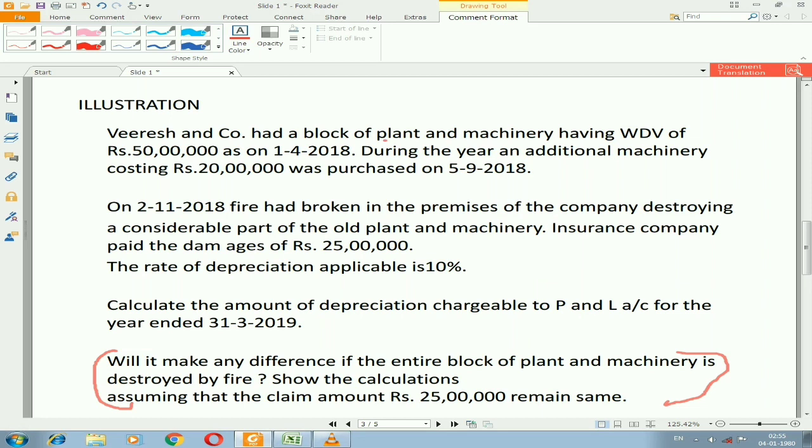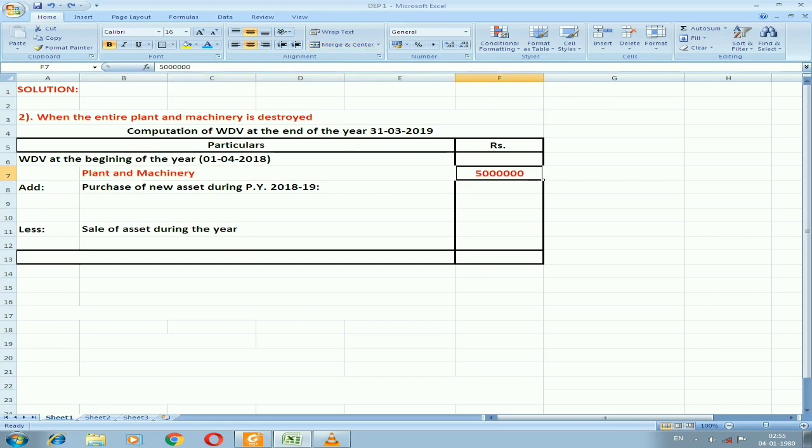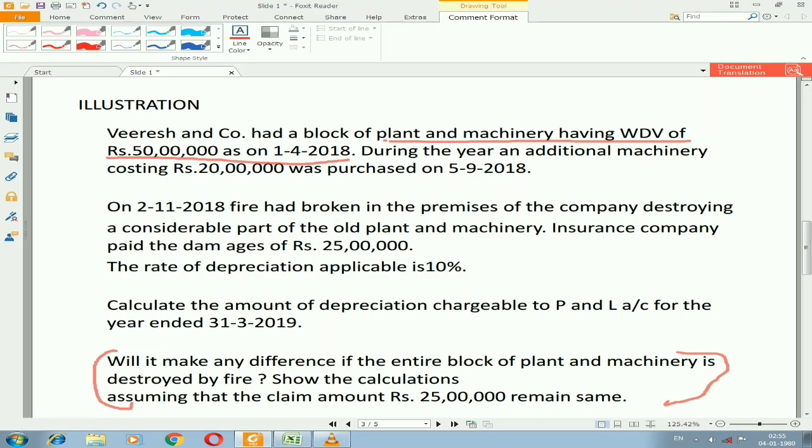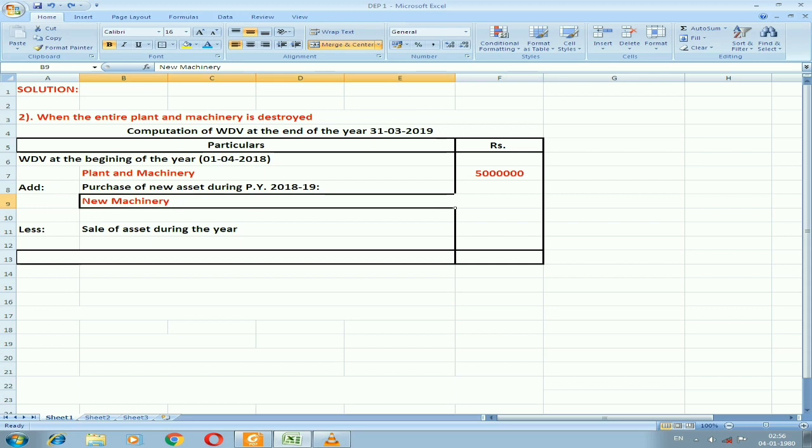First I need to consider the opening value, that is plant and machinery having a WDV of rupees 50 lakh, which I'm supposed to consider in the solution. So let me enter it, plant and machinery, the amount of 50 lakh. Next I need to calculate purchase. They have made one purchase in the year 2018-19. So additional machinery costing rupees 20 lakh, purchased on 5/9/2018, I am supposed to take. So I need to enter it as new machinery, the amount of rupees 20 lakhs.